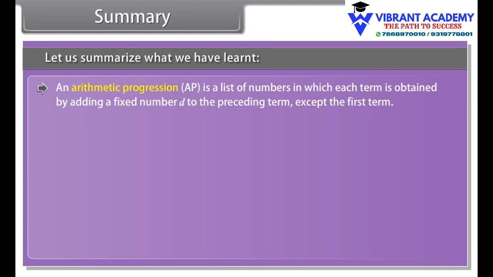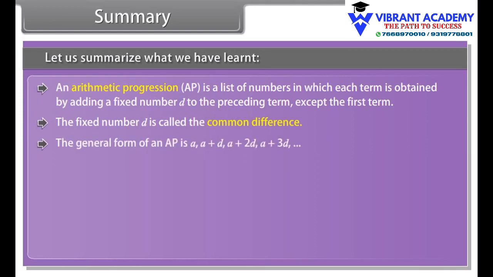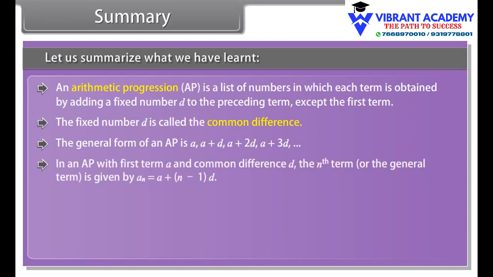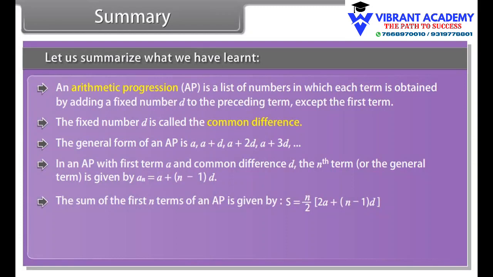Summary. Let us summarize what we have learned. An arithmetic progression, AP, is a list of numbers in which each term is obtained by adding a fixed number d to the preceding term, except the first term. The fixed number d is called the common difference. The general form of an AP is a, a plus d, a plus 2d, a plus 3d, and so on. In an AP with first term a and common difference d, the nth term or the general term is given by an is equal to a plus (n minus 1) into d.